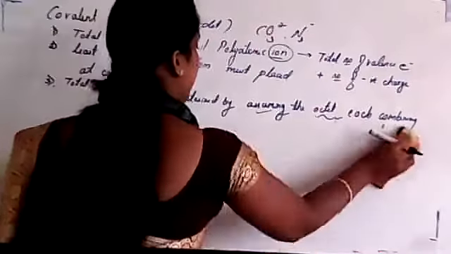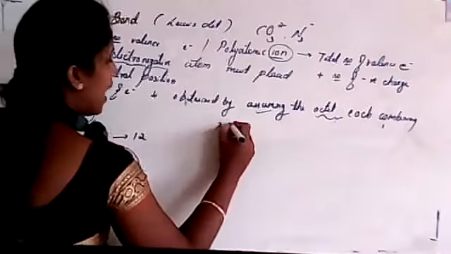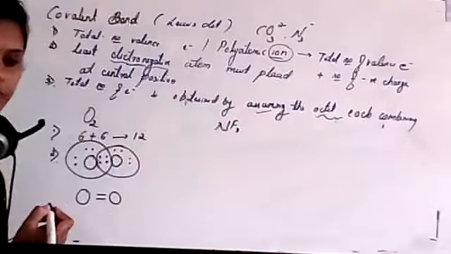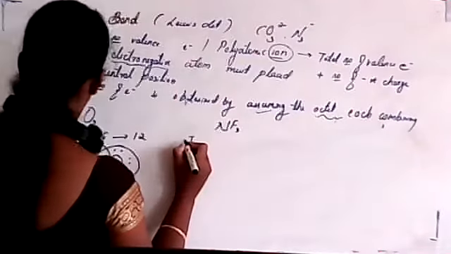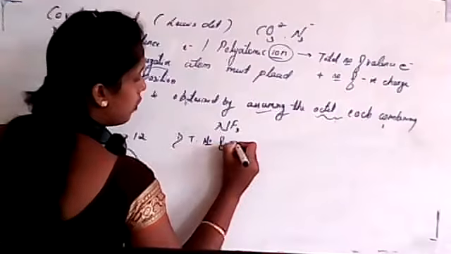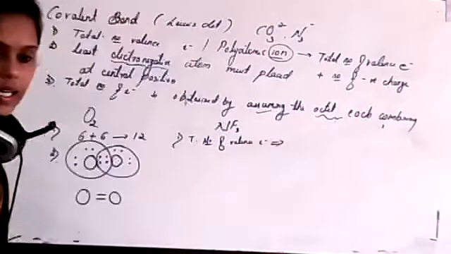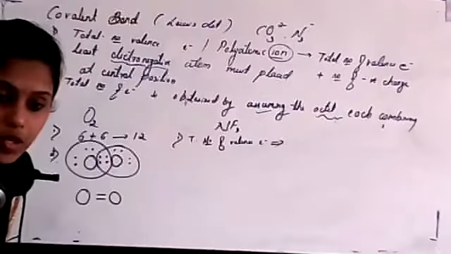So now I'll consider another example. That is nothing but NF3. So now just tell me the total number of valence electrons. First step, the total number of valence electrons. Just tell me, students, the total number of valence electrons. What about nitrogen? The total number of valence electrons for nitrogen, students?